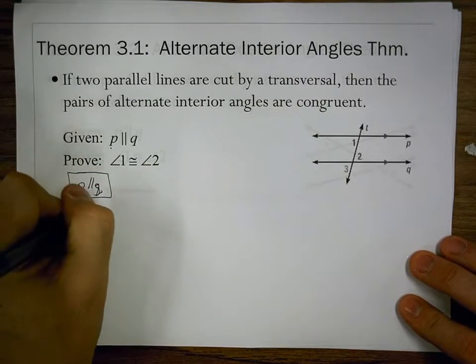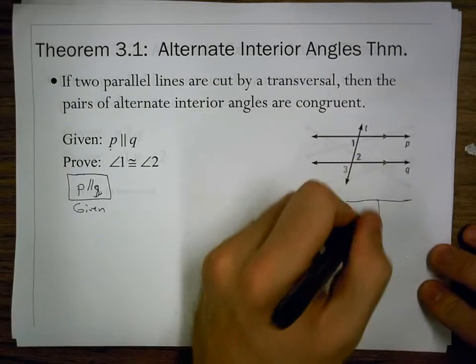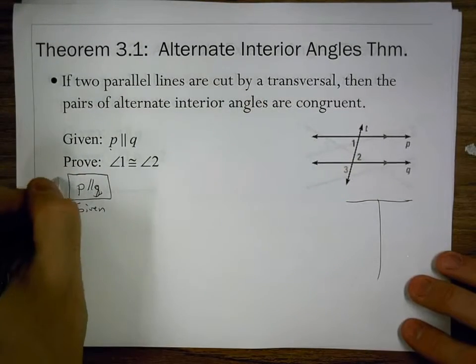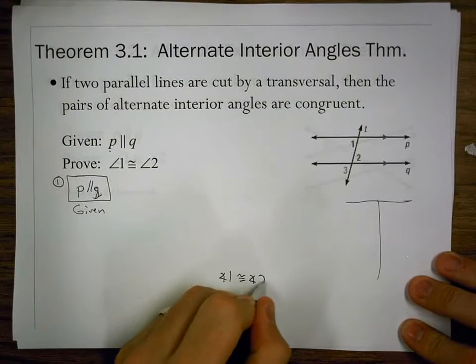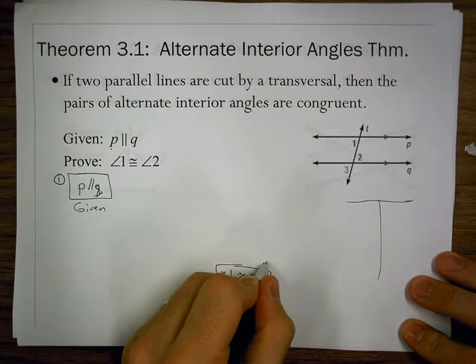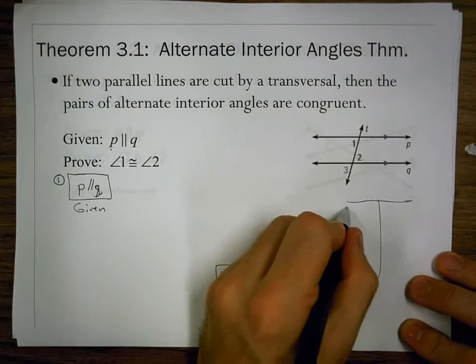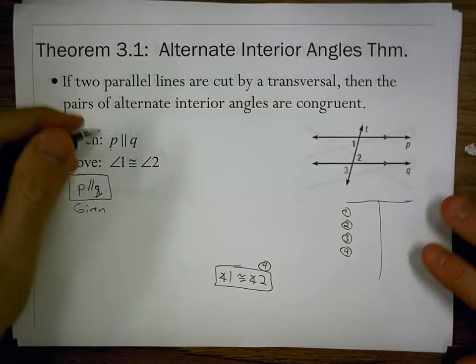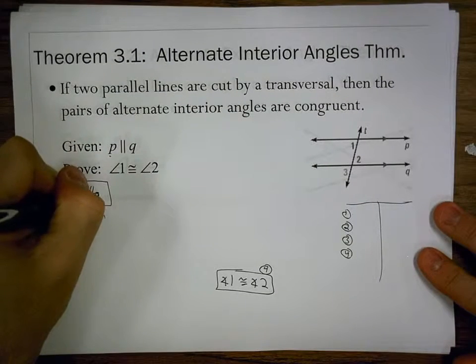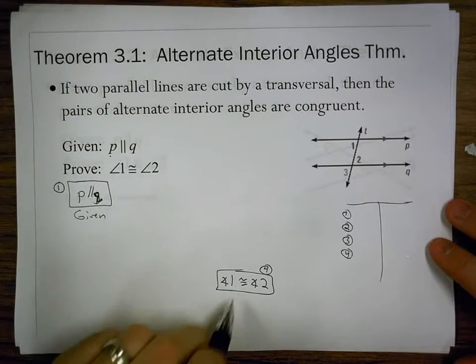I'm going to write this proof out. I'm just going to write it as a flow chart. If you want to write it as a T-chart, you can list them out. This would be our first step. I want to get to angle 1 congruent to angle 2. That's actually going to be our fourth step we get here. So again, you can always list them out as needed. But if P is parallel to Q, I want to get to this.